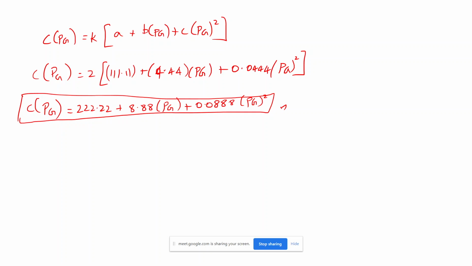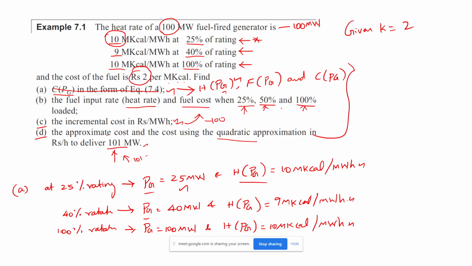Any doubt up to this? So what we have done is, we have found out all these three values in the A1. So we have solved this. Any doubt in this? If you have any doubt, you can ask me. Any questions or any doubt up to this?